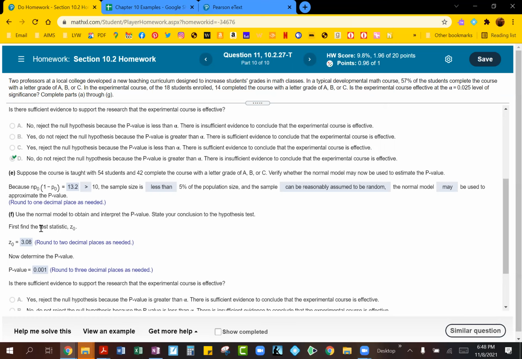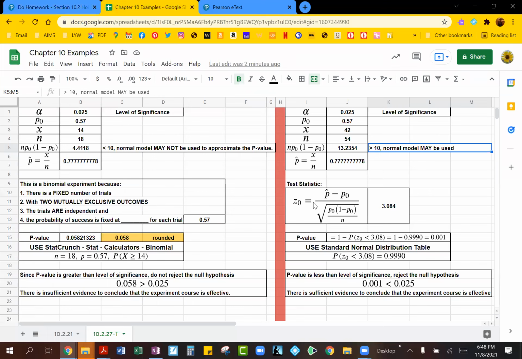So the first thing to use the normal approximation would be to calculate the test statistic, the Z sub 0 value. So let's take a look at that. And you can see again, here's the formula from our textbook for the Z sub 0 value.